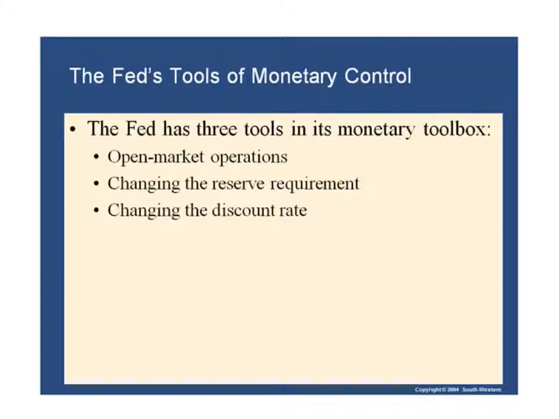Alright, today we're going to talk about Chapter 32, and Chapter 32 is on monetary policy. Yesterday we discussed the three tools that the Fed has in its monetary toolbox. That would be open market operations, which is the buying and selling of bonds or U.S. Treasuries, changing the reserve requirement, and changing the discount rate or the federal funds rate.